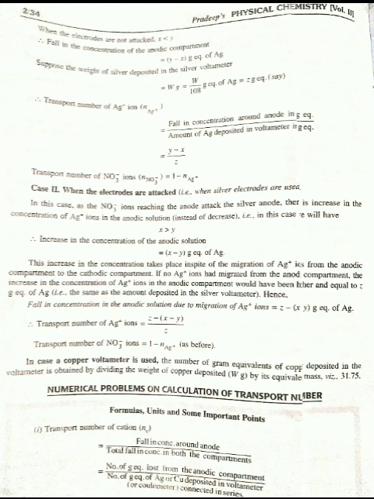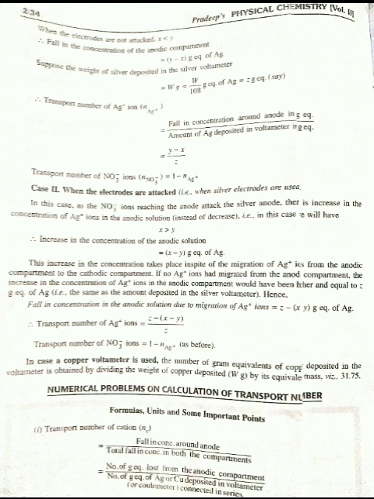Therefore, the transport number of Ag positive ion, N Ag positive, is equal to the fall in concentration around the anode in gram equivalent upon the amount of Ag deposited in the voltmeter in gram equivalent, which is equal to Y minus X upon Z. The transport number of NO3 negative ions is equal to 1 minus N Ag positive. Case second, when the electrodes are attacked, that is, when silver electrodes are used.